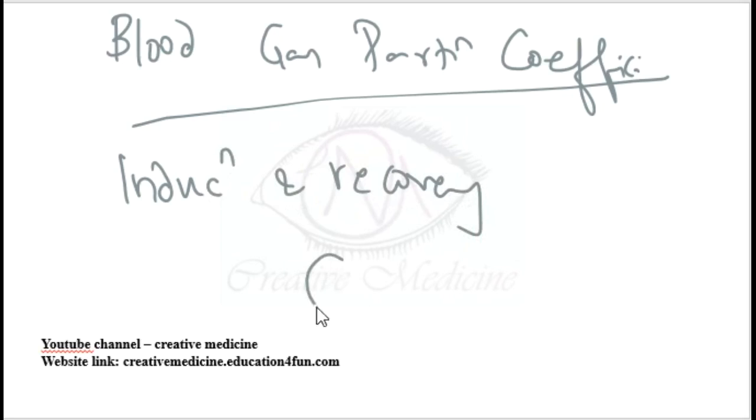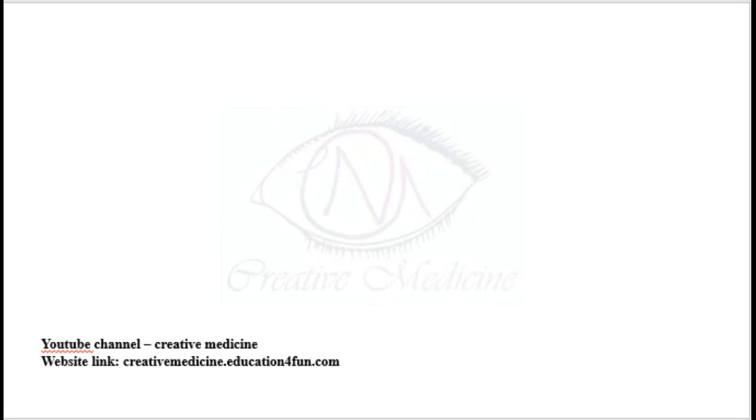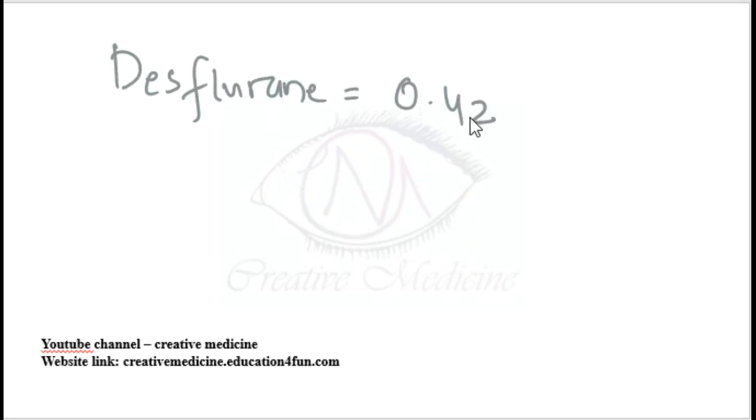Examples of blood gas partition coefficient: desflurane 0.42 means the blood concentration of desflurane is 42, whereas the alveolar concentration is 48.